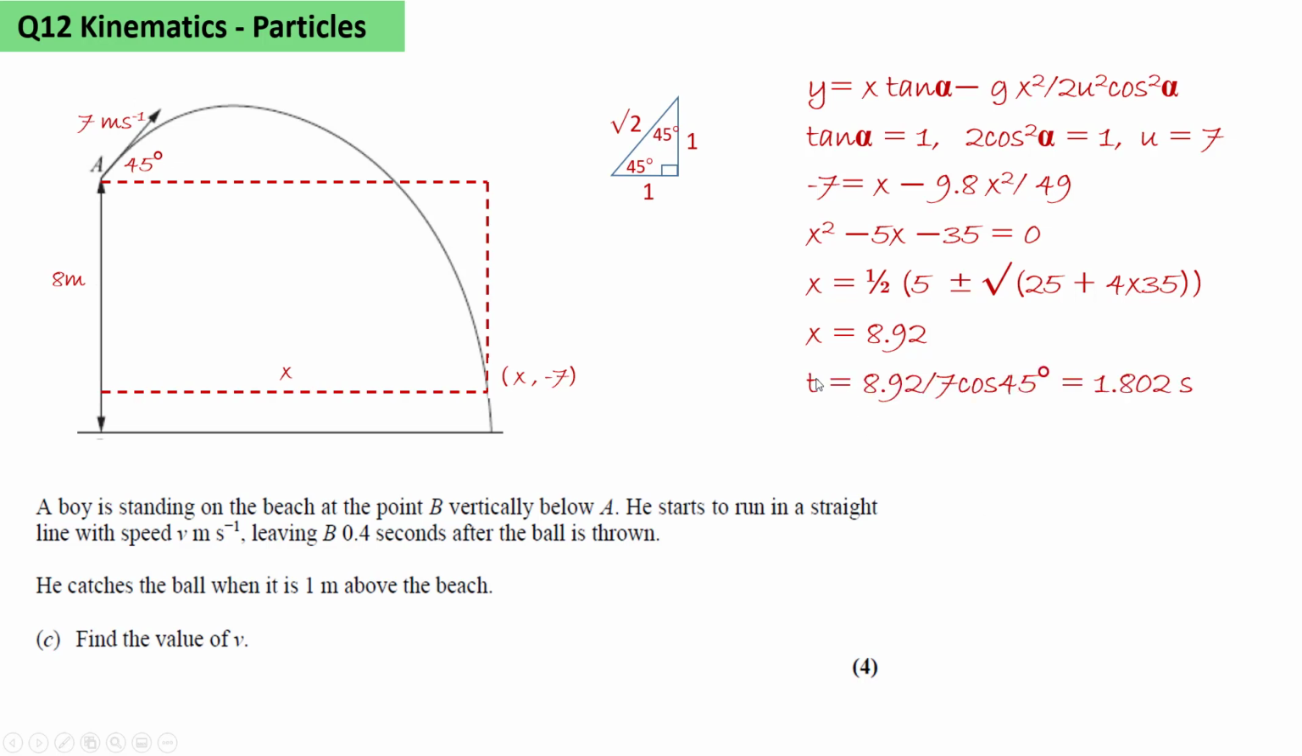So, let's work out the time it takes for the ball to travel from A to the point where it is caught. That will be the displacement, 8.92, divided by the horizontal velocity, which is 7 cos 45. This equals 1.802 seconds. The boy will take 0.4 seconds less than this to travel that same distance. So the velocity of the boy must be the distance travelled, 8.92, divided by 1.402, which gives us a speed for the boy of 6.36 meters per second.